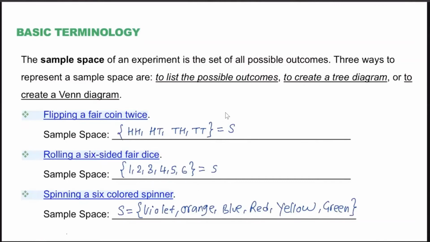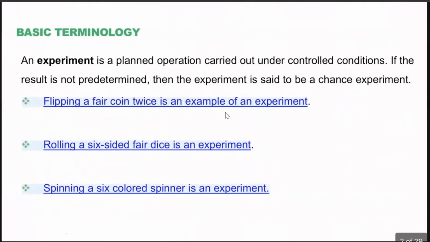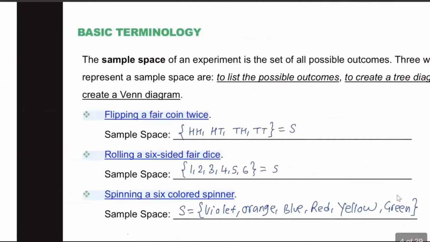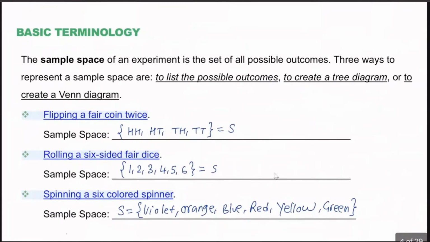So we look at three main definitions here. If we go back and check, the first one is experiment. In an experiment, we normally don't know the result of the experiment. The result is not predetermined. Second, we talk about the outcome. The result of the experiment is the outcome. And here we listed all possible outcomes. And this set where we list all possible outcomes is called the sample space. And we denote this set using the uppercase letter S.